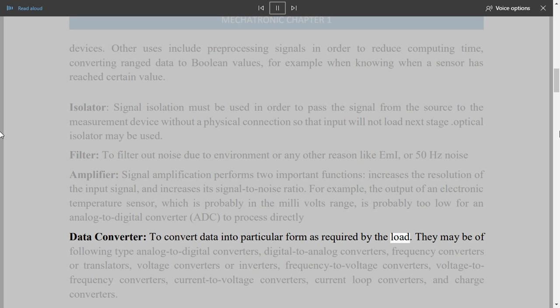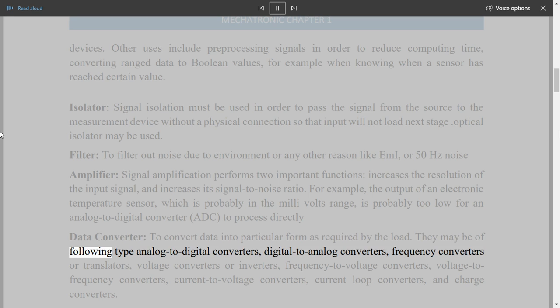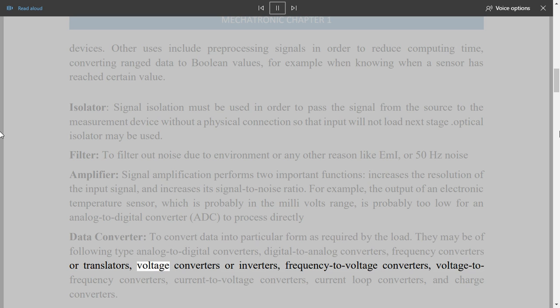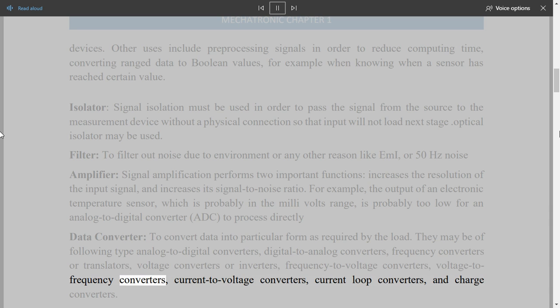Data converter: to convert data into a particular form as required by the load. They may be of the following types: analog-to-digital converters, digital-to-analog converters, frequency converters or translators, voltage converters or inverters, frequency-to-voltage converters, voltage-to-frequency converters, current-to-voltage converters, current loop converters, and charge converters.